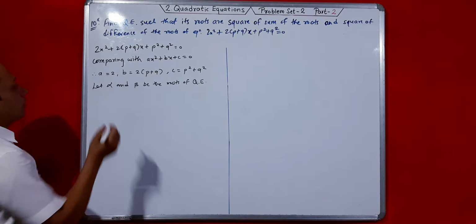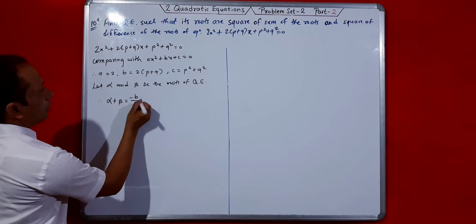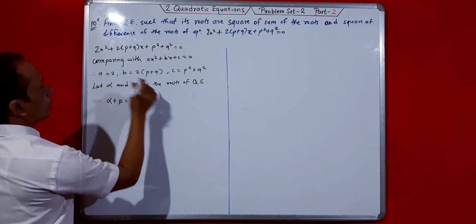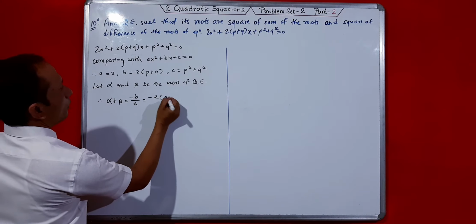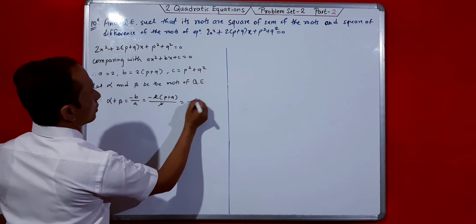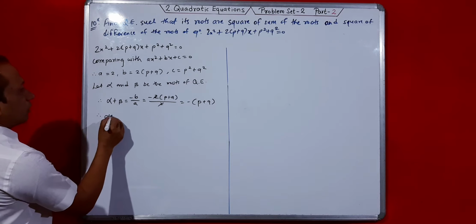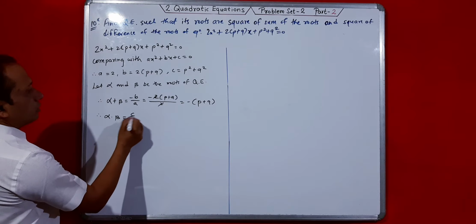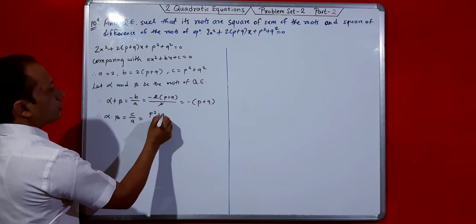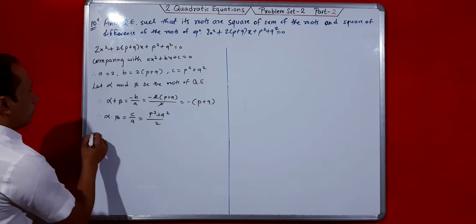Therefore, you know that alpha plus beta is equal to minus b upon a, so minus 2(p plus q) upon 2. This gets cancelled, so it is minus (p plus q). So this is alpha plus beta. Alpha into beta, you know, is c upon a. What is c? p square plus q square, upon a which is 2. So use this.